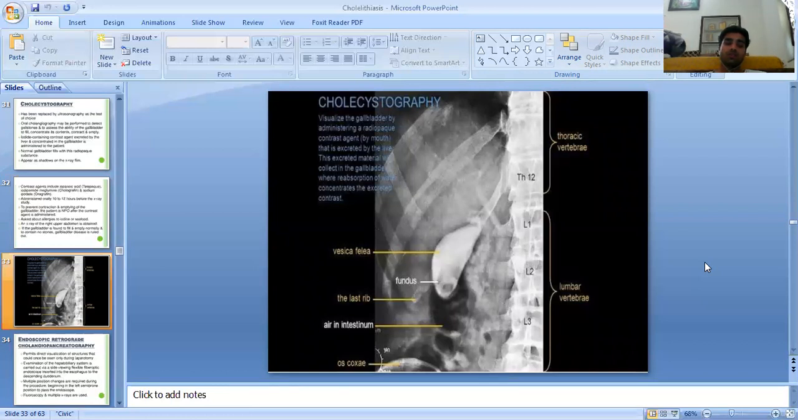Okay, students. The rest of the radiological techniques we will discuss in the next class. Okay, students, this is all about some diagnostic techniques of cholelithiasis.